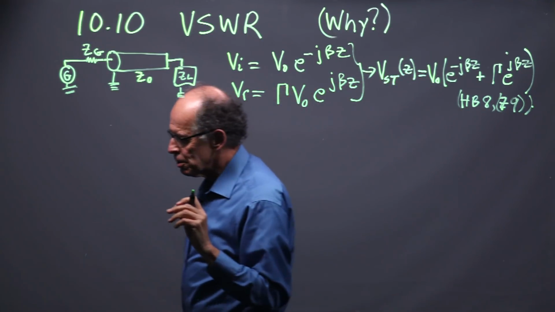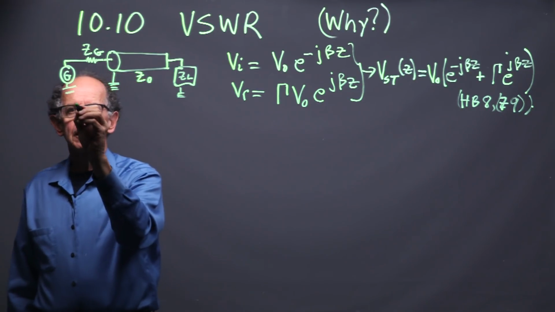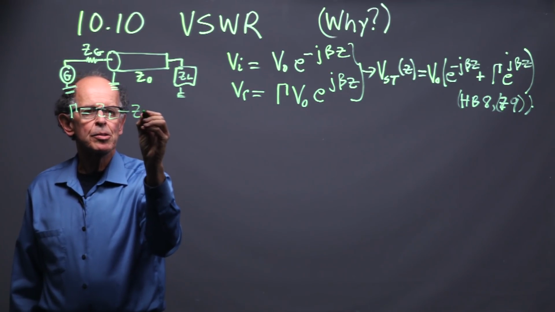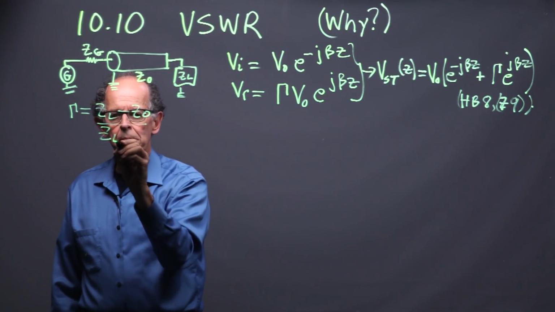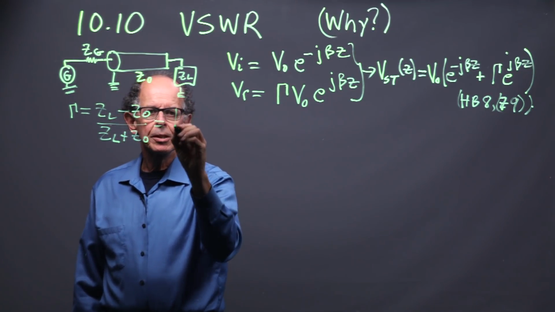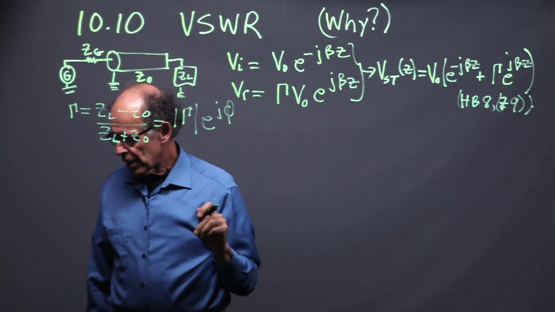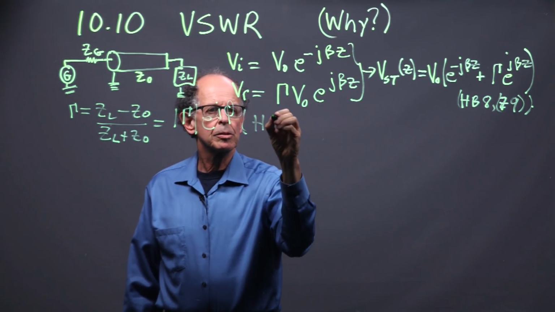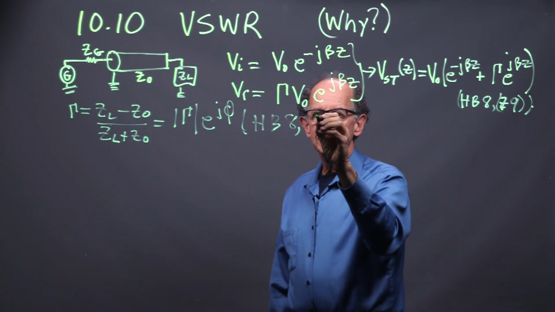Just to remind you, the reflection coefficient, gamma, is equal to the load impedance minus the characteristic line impedance, the difference, divided by the sum. And that's going to be equal to, it could be complex, and that's equation 80 in the book.